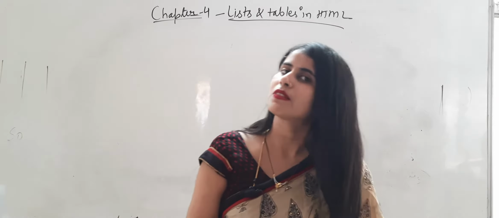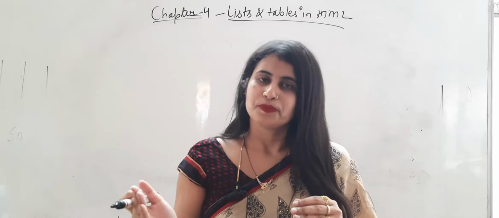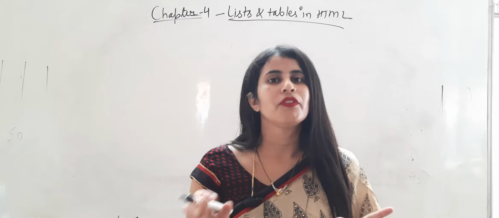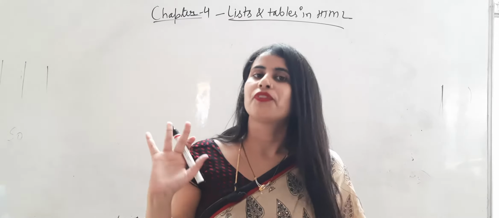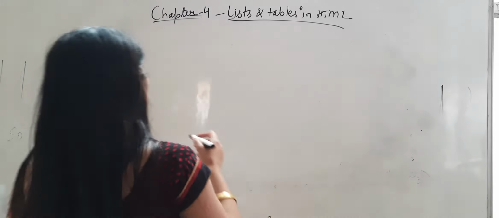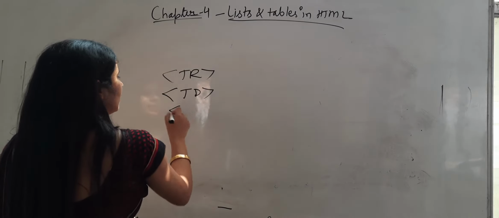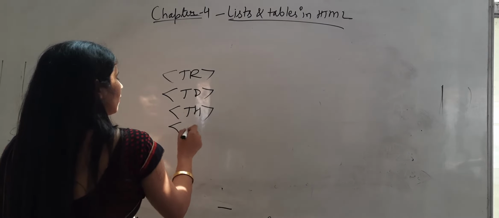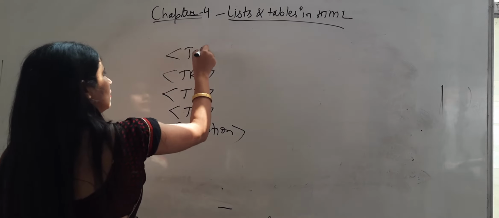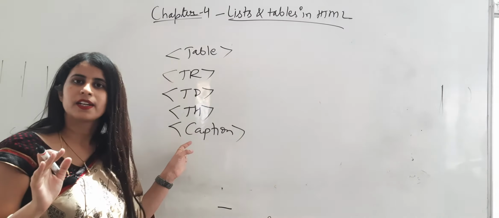Now tables. Which tag do we use to create tables? Table tag. And the table tag is a container tag. In tables we are using 5 tags. What are these? TR, TD, TH, caption and table. These are the different tags associated with tables.